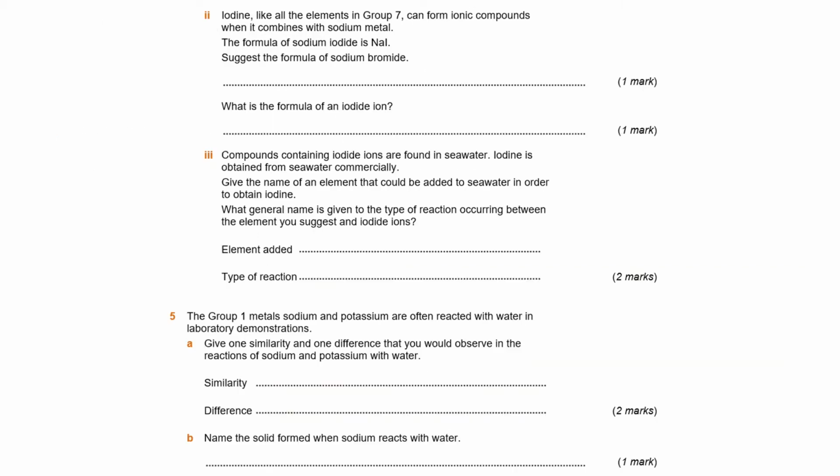Iodine, like all the elements in group 7, can form ionic compounds when it combines with sodium metal. The formula of sodium iodide is NaI, suggests the formula of sodium bromide. What is the formula of an iodide ion?